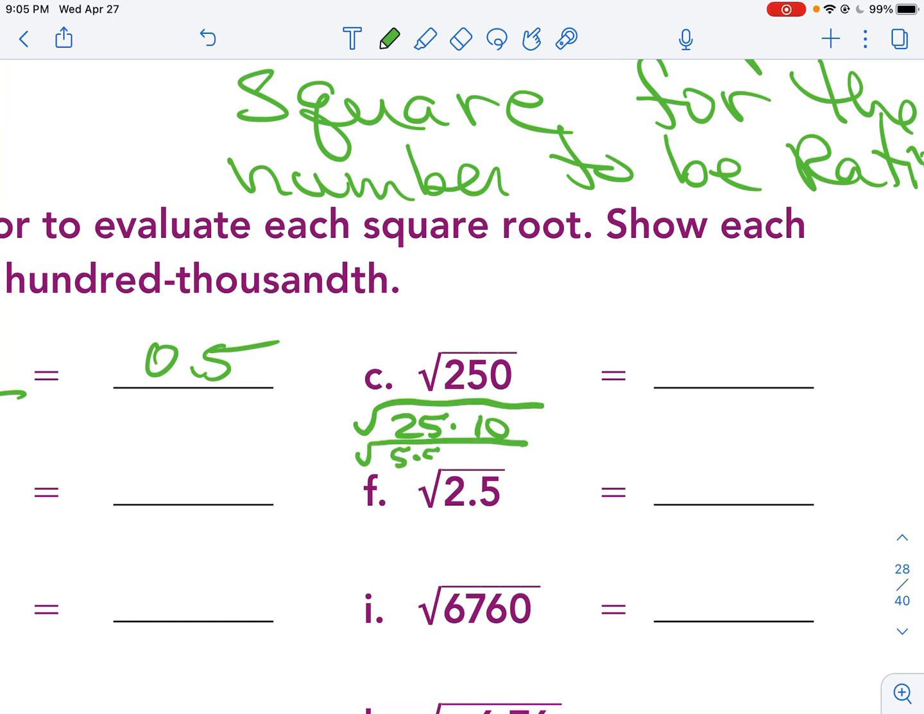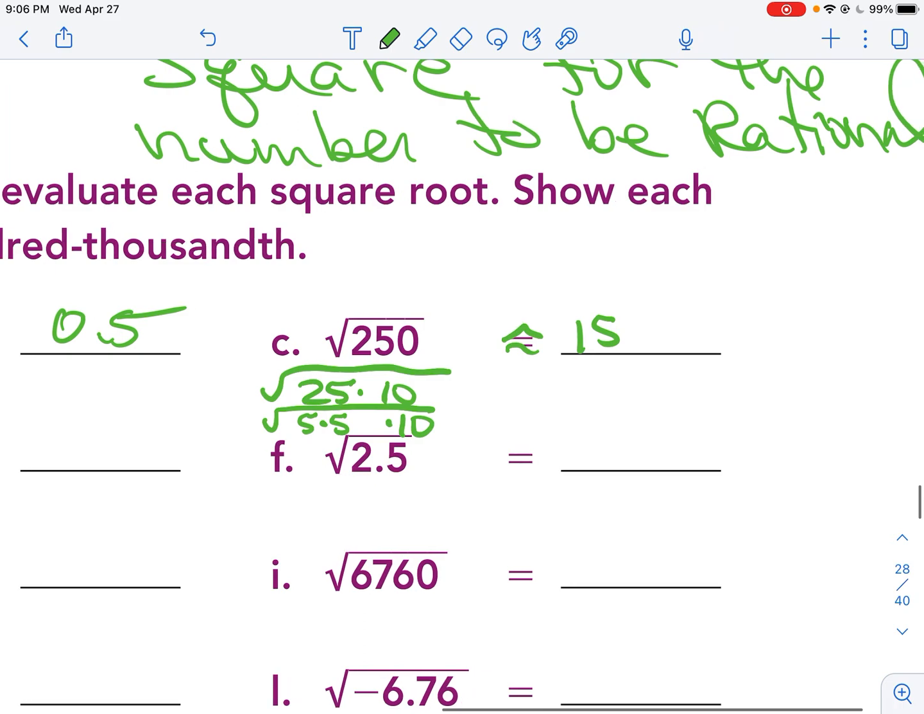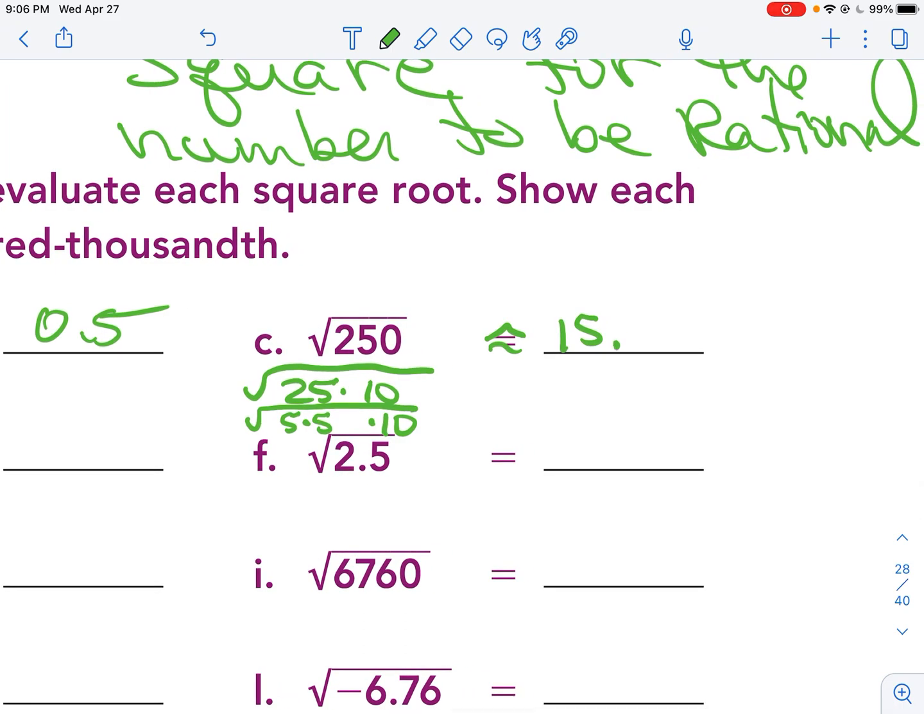So this would be 5 times 5, but then we have this 10 over here. So yeah, we have a perfect square with the 25 part, but we do not have a perfect square for 250. So if I was to plug it into the calculator and I wanted to take the square root of 250, I would get approximately, it wants to the 100,000ths.